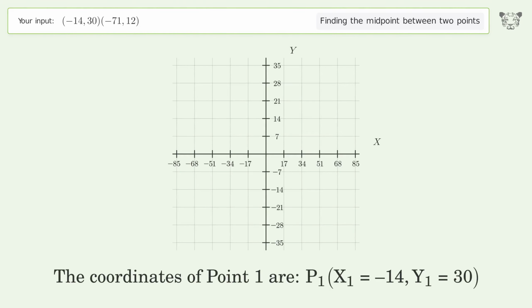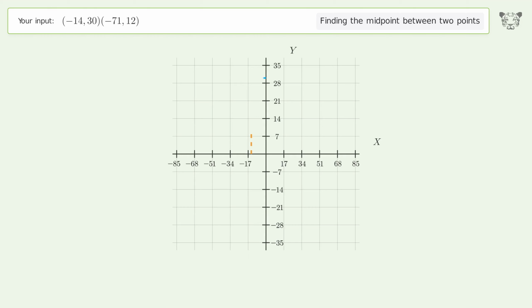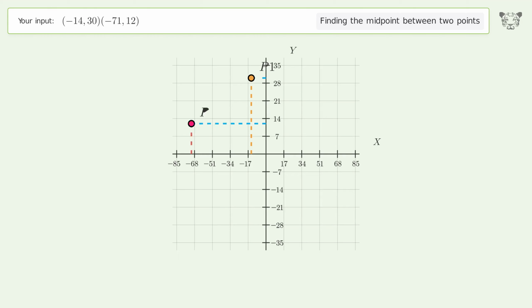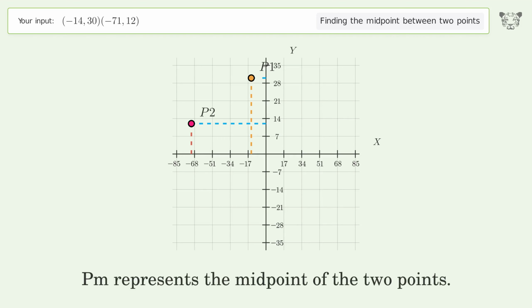The coordinates of point 1 are, x1 equals negative 14, y1 equals 30. The coordinates of point 2 are, x2 equals negative 71, y2 equals 12. PM represents the midpoint of the 2 points.